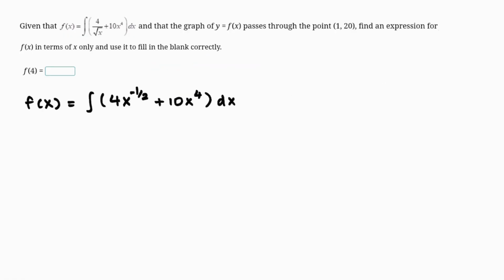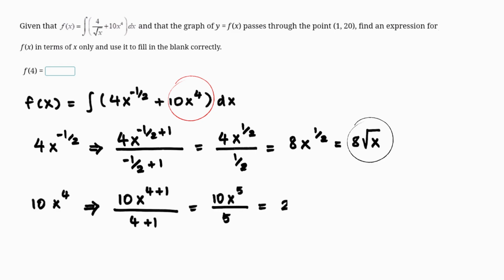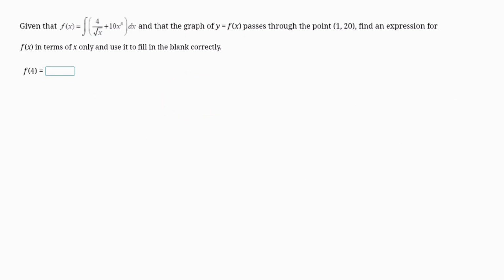Now we integrate using the power rule. For term 1, 4x to the power of negative 1 over 2 becomes 8 square root x. For the second term, 10x to the 4th power becomes 2x to the 5th power. So our general equation is f of x equals 8 square root of x plus 2x to the 5th power plus c.